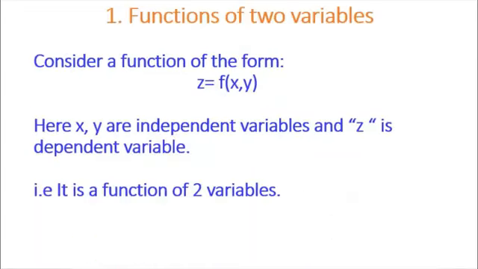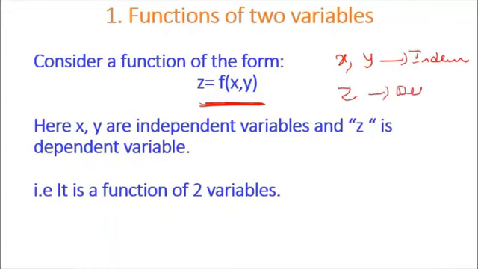Since partial differentiation is required when a function has more than one variable, first let us talk about what functions of two variables are. If you take a function in the form z = f(x, y), we can see there are two independent variables, x and y, and z is the dependent variable. So the number of independent variables is 2. This function is called a function of two variables.